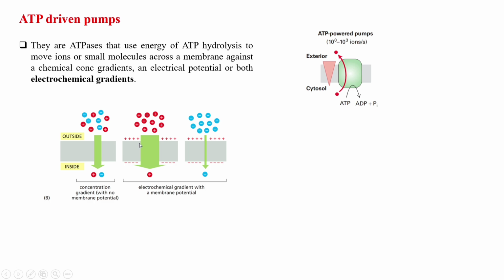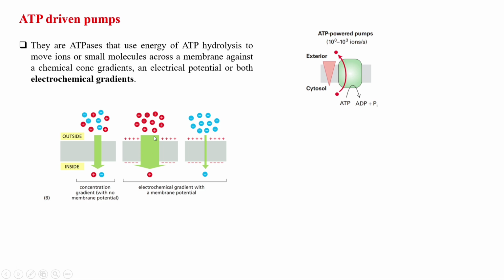Now let's suppose we add the electric potential factor along with the chemical concentration gradient. As you can see here, the plus signs, or positive ions, cations, are higher in concentration outside than inside. So it means that a chemical concentration gradient is present for these ions also. That means here the concentration is higher outside and lower inside. So this arrow sign indicates that movement will occur from outside to the inside.